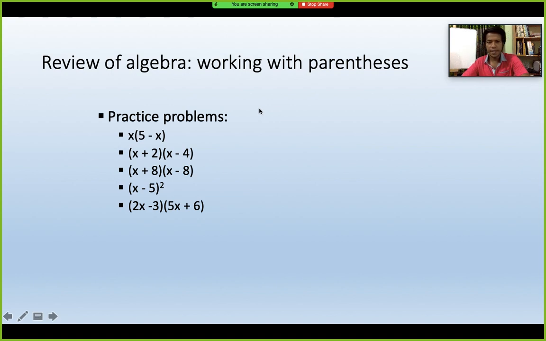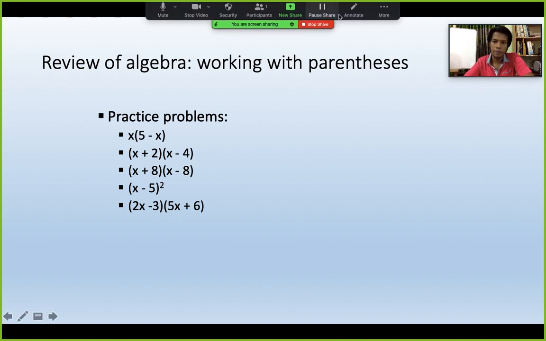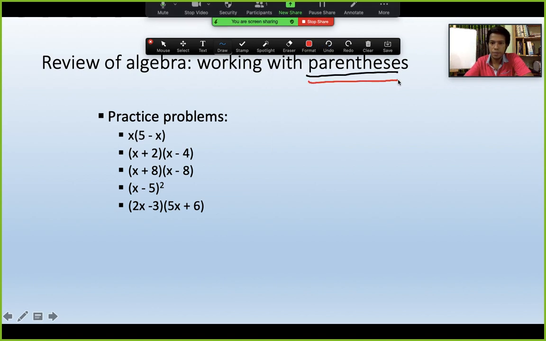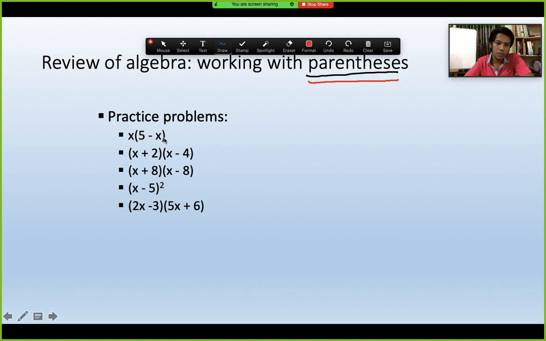Now let's discuss another very important thing: working with parentheses. Parenthesis means bracket. This is a review from algebra. If we have x times (5 minus x), what will come if you multiply? x times 5 gives 5x, and x times x gives x squared.